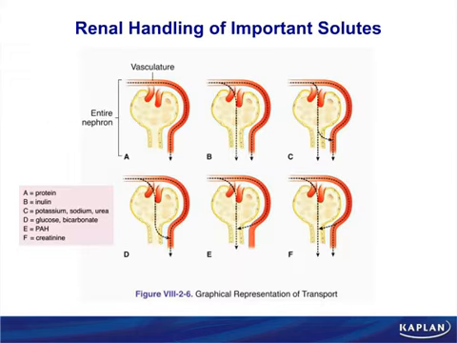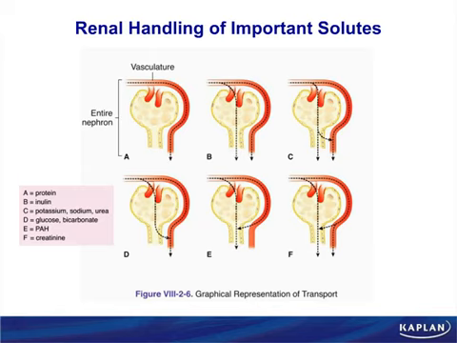Okay, so graphical representation of important solutes. This is something you should be familiar with. Let's go through each one. So here's your nephron. A would be something like albumin, which is not filtered. B would be inulin. It's a substance that is freely filtered, not reabsorbed, not secreted. And that's what inulin does. It's not reabsorbed, it's not secreted.